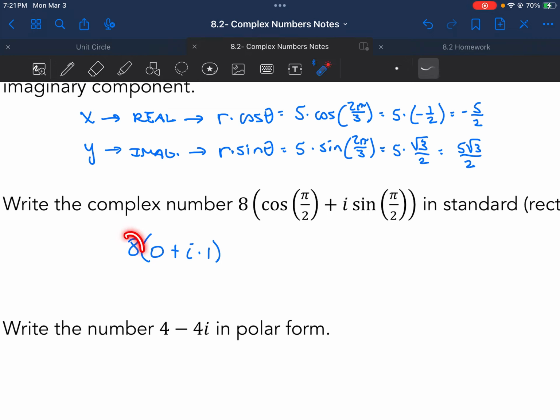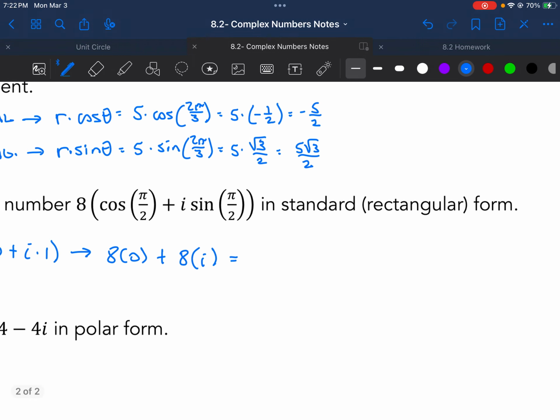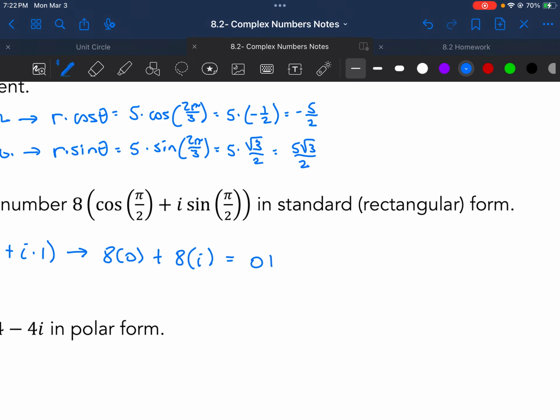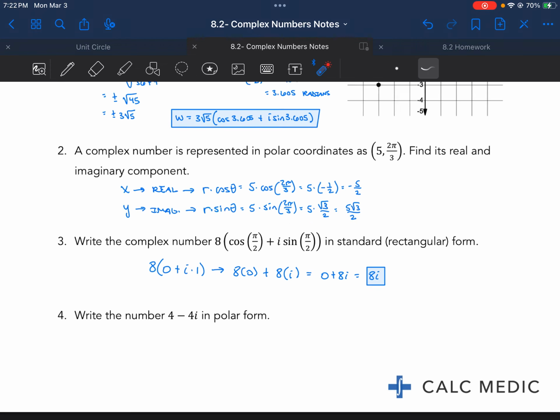And then we're going to take our 8 hanging out on the outside here, and we're going to distribute it. 8 times 0 plus 8 times i. Well, 8 times 0 is 0. So you can either write it like this, 0 plus 8i, to show you that the real part is 0, the imaginary part is 8. Or obviously we don't need to put the 0 there. We can just write 8i. But even if we just write it like this, we still need to recognize that the real part is 0, the imaginary part is 8.